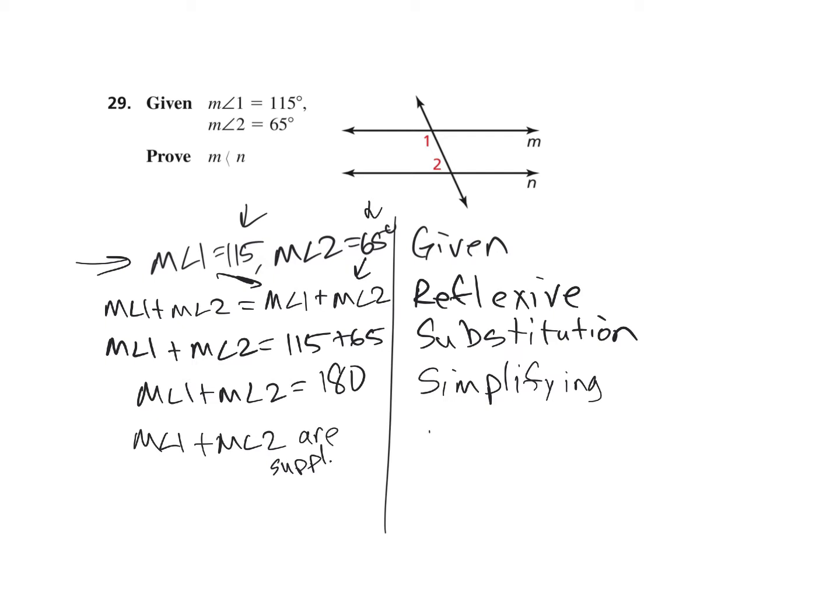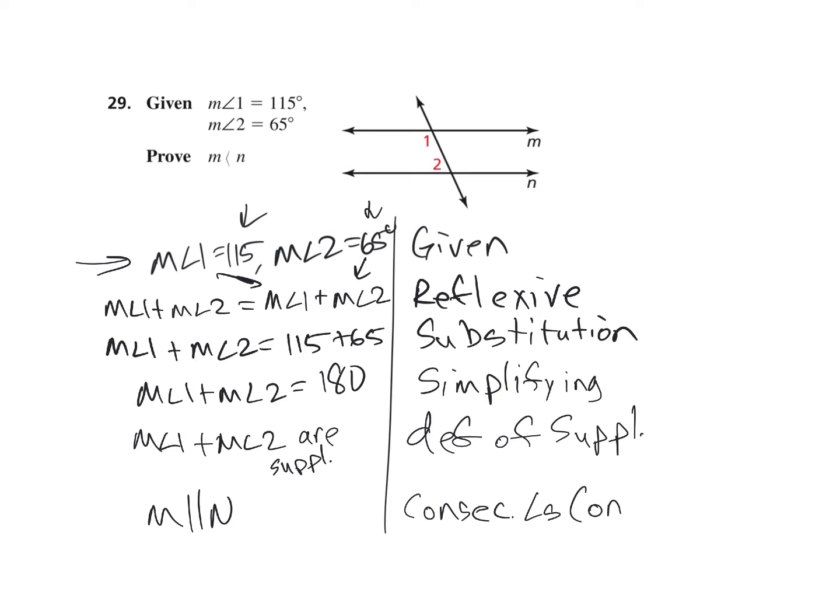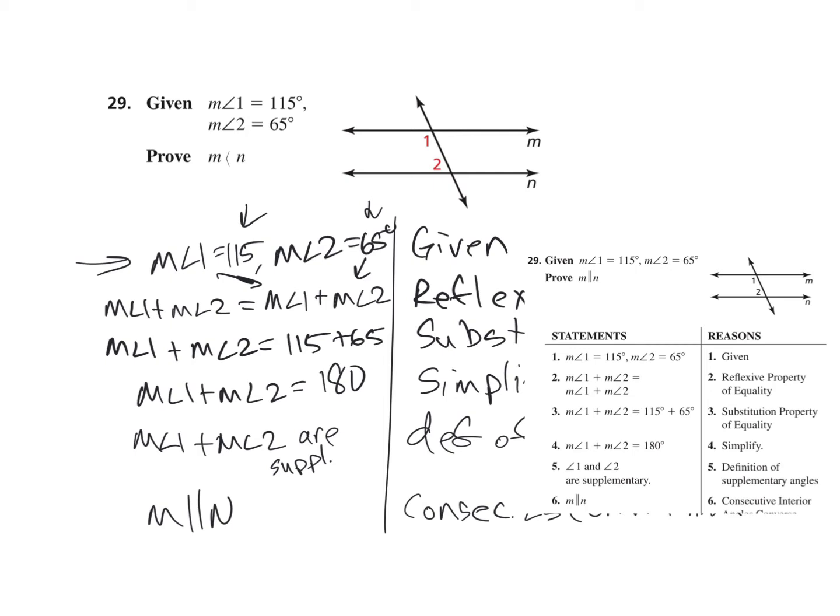And how do we know they're supplementary? The definition of supplementary angles, okay? That means they add up to 180 degrees. And if they're supplementary, then M is parallel to N because of the consecutive angles converse theorem. You showed that they were supplementary. That's what consecutive angles are. They're supplementary. And there you have the conclusion from the book. Let's go on to the last problem.